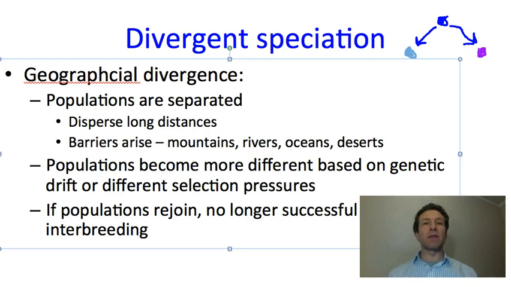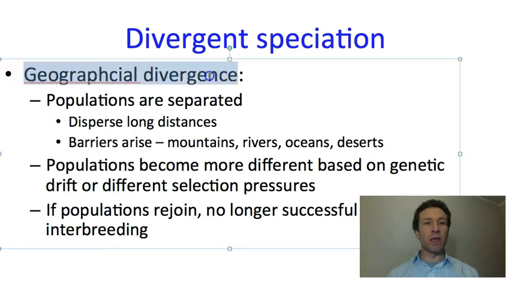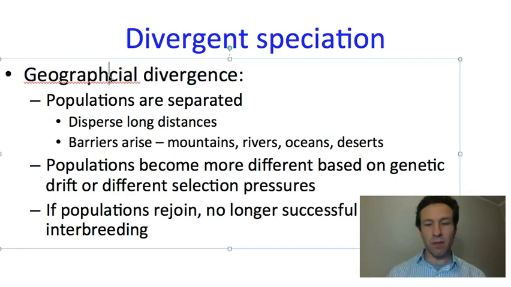So I've already said this can happen for a couple of different reasons. The first of these reasons is geographical divergence. That name really tells you what it is. It's when populations become separated due to geography. So these populations become separated. How could this happen? One way is that a population could disperse long distances.